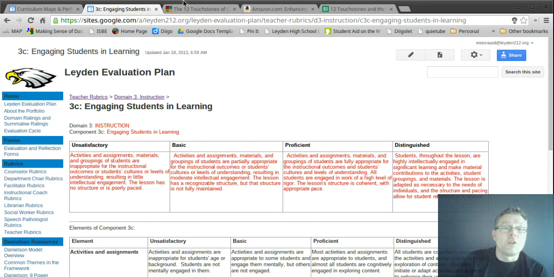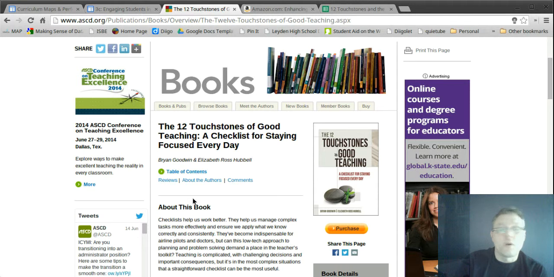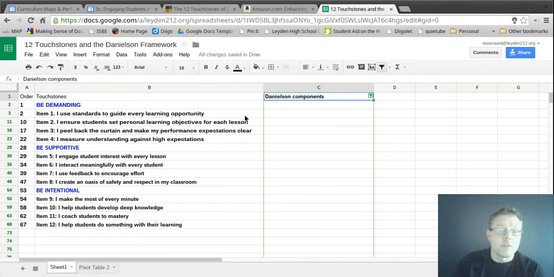Now, I've also given you a different book, The 12 Touchstones of Good Teaching, a checklist for staying focused every day. It's a little more, I would say, specific than the Danielson framework itself. There's lots of overlap to it, but what I want to alert you to are the 12 touchstones themselves. The way this book is set up, it's set up as, again, a checklist. This is what you should be kind of focusing on every day, and these are big, broad items as well. The authors break teaching down into, or break the checklist down into 3 big areas.